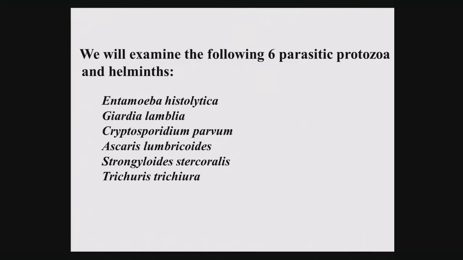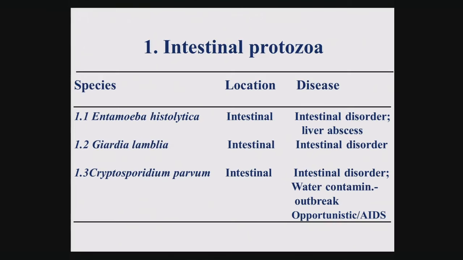So we are only going to cover 6 different species of the parasite. The first 3 are protozoa. These are single-cell eukaryotic microorganisms, and the last 3 are the worms or the helminths. So this is going to be introduced to you individually, one by one. So the first group includes Entamoeba histolytica, Giardia lamblia, and Cryptosporidium. These are all intestinal parasites, but with a different clinical outcome, which we're going to discuss.